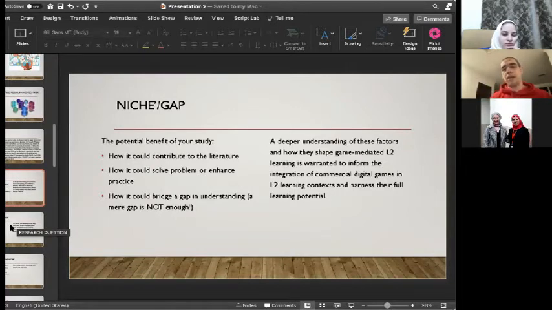So here I was explaining that a deeper understanding of the ecological factors that shape game-mediated L2 learning is necessary to inform the integration of video games in L2 learning and teaching context. You remember that learning potential I was just telling you about? We need to understand these ecological factors to harness these learning potentials. So that's the gap and niche, in the sense that it's not just filling a gap, but we are harnessing these learning potentials. We're improving practice. There is a practical benefit for examining this area.